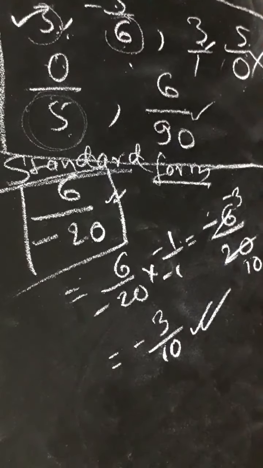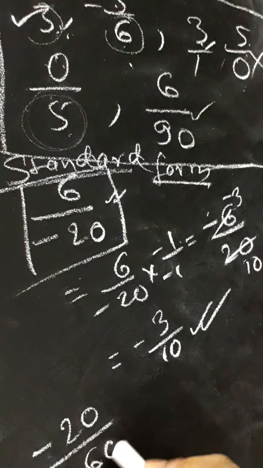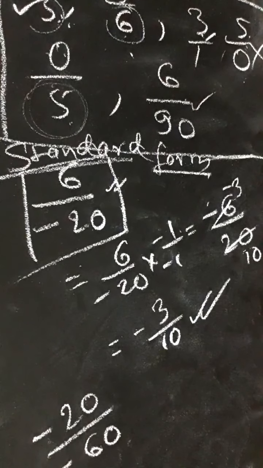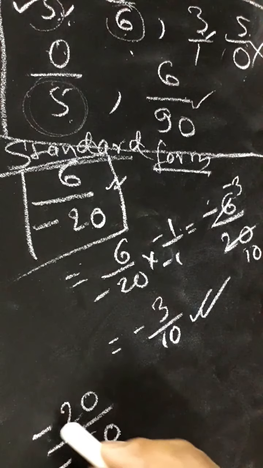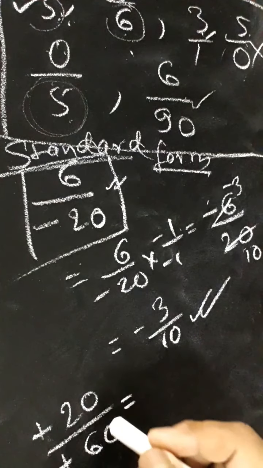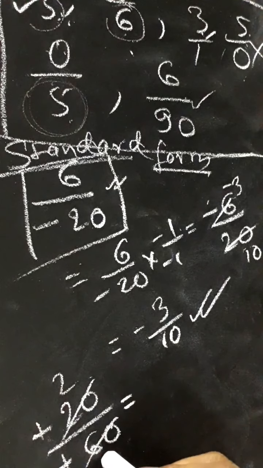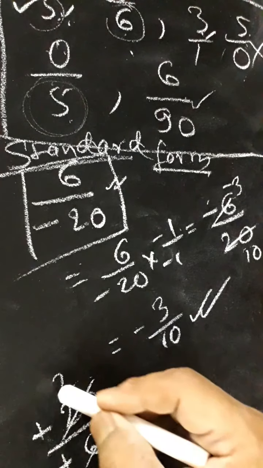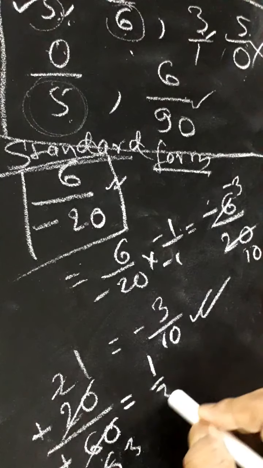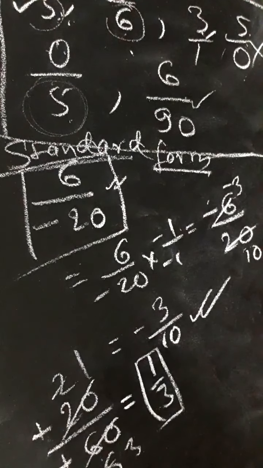Let us take another example. Suppose we have minus 20 upon minus 60. We have to write this in standard form. Then minus minus gives plus. Now we cancel both the numbers. If we divide by 10, we get 2. Divide by 10, we get here 6. 2 ones are 2, 2 threes are 6, so 1 upon 3. This is the standard form of minus 20 upon minus 60. In this way we can write the standard form of a rational number.